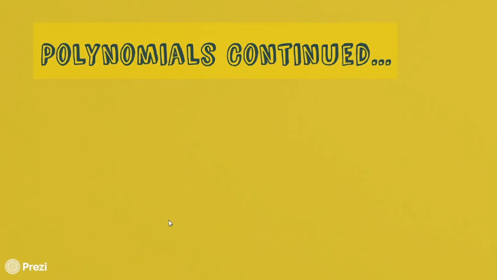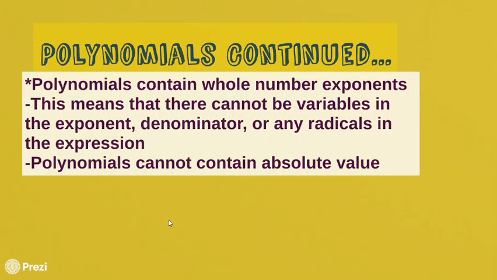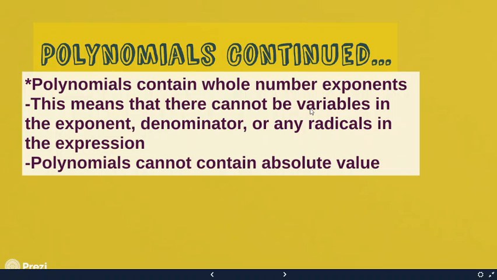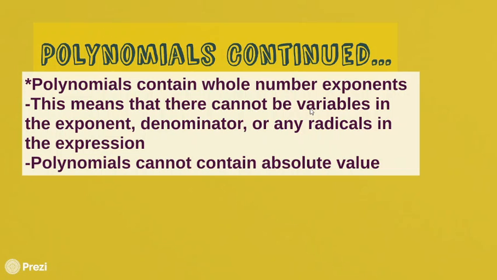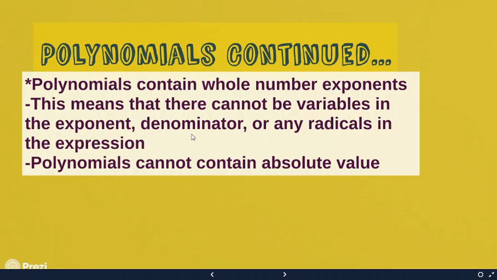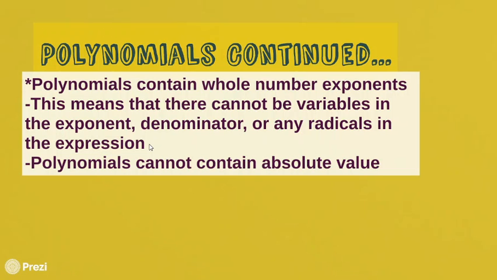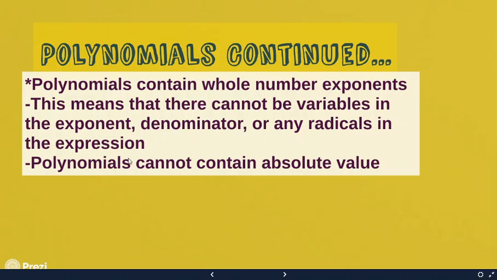Now, another thing we need to talk about is what actually makes up a polynomial. What is that? So polynomials contain only whole number exponents. Okay, so what that means is there cannot be variables in the exponent. That's called an exponential, which you'll learn about later on. Okay, you can't have variables in the denominator. Okay, you also can't have any radicals or any weird symbols in your expression. Okay, if you have any of those things, it is no longer a polynomial. Those are different kinds of functions, which you'll learn about later on. Okay, so also, again, no weird symbols. So polynomials cannot have absolute value. So just watch yourself, okay?